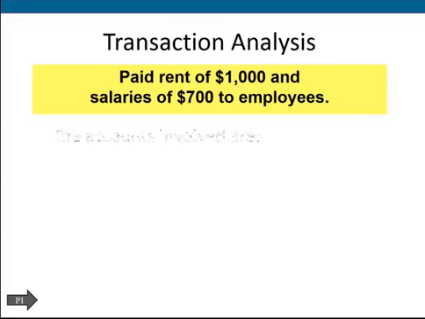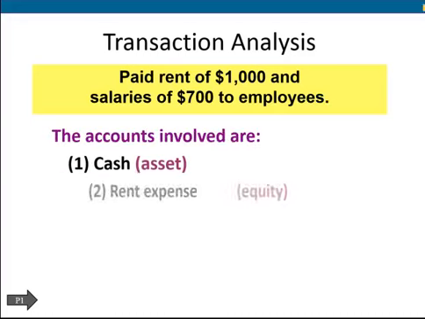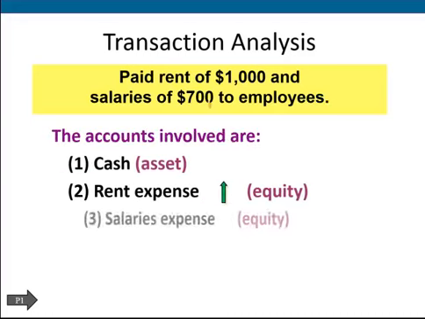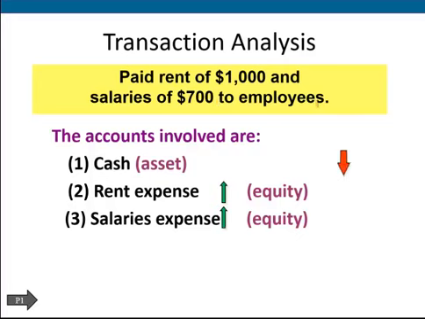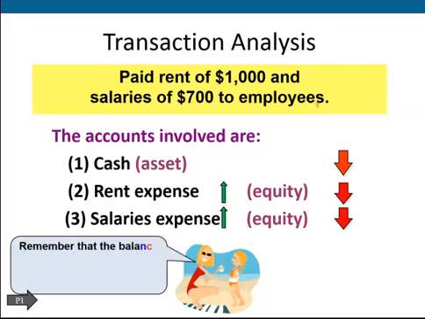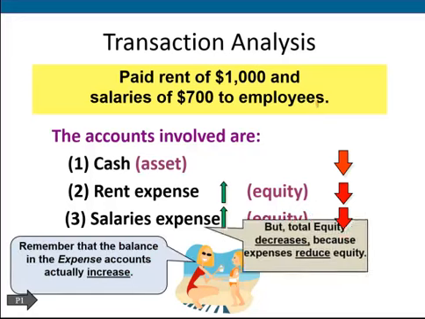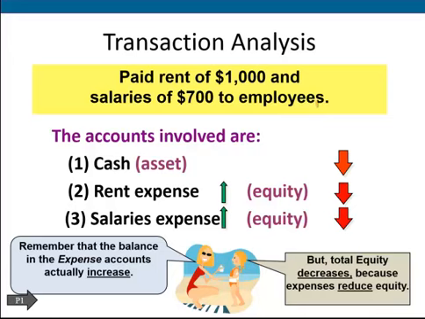In this next one, the company paid cash rent of $1,000 and salaries of $700 to employees. This is a transaction where we've actually got 3 things going on. And that's okay, as long as at least 2 accounts are always affected. In this case, we have 3. The asset account cash is going to go down because the company paid rent, $1,000 of rent and $700 to employees.